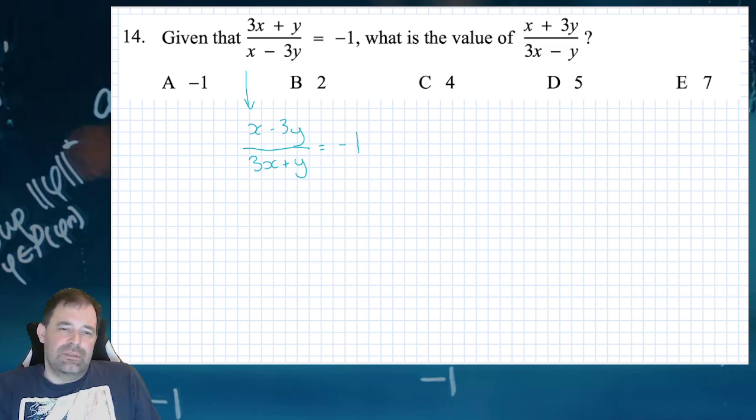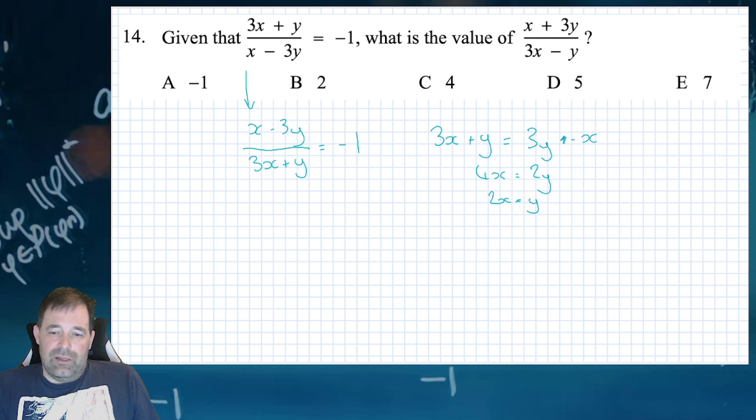Oh, hang on, might be a bit easier. We can just say that 3x + y equals this times -1, so it's going to be 3y plus, so take x. They're going to be the same. So you're going to get 4x equals 2y, or 2x equals y, and then we're just going to work out what that would be.